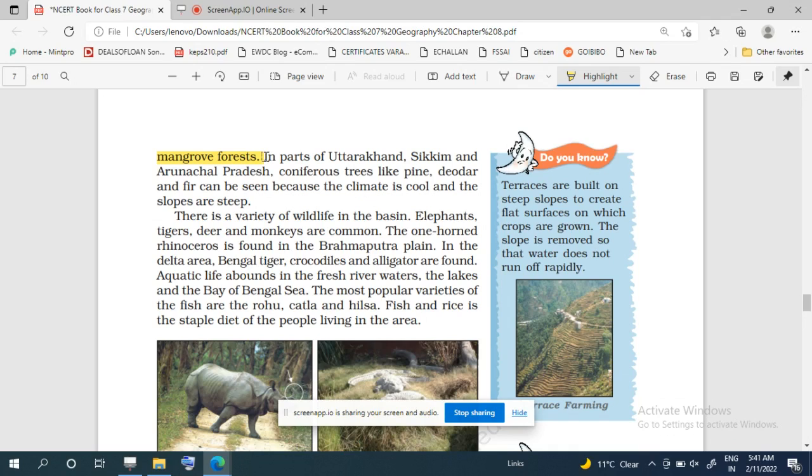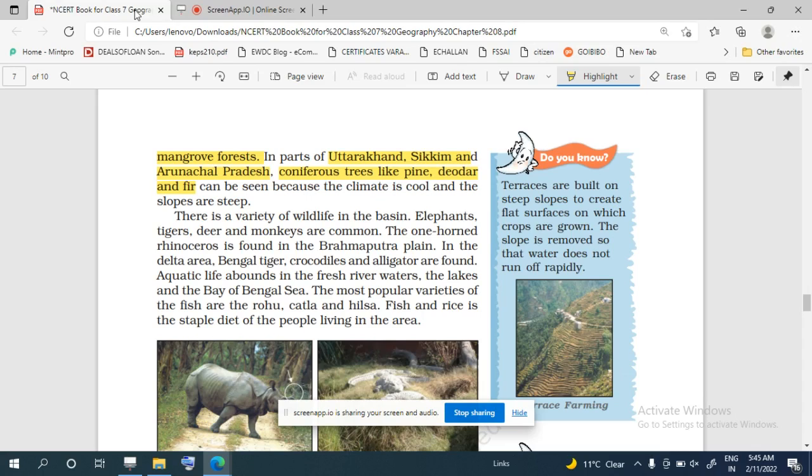Then we see that in the mountainous region of Uttarakhand, Sikkim, and Arunachal Pradesh, coniferous trees are found. Coniferous trees like pine, deodar, fir. These are found there because the climate is cool and slopes are steep, so that is suitable only for coniferous trees. So we can see that a variety of natural vegetation is also available in the Ganga Brahmaputra basin.